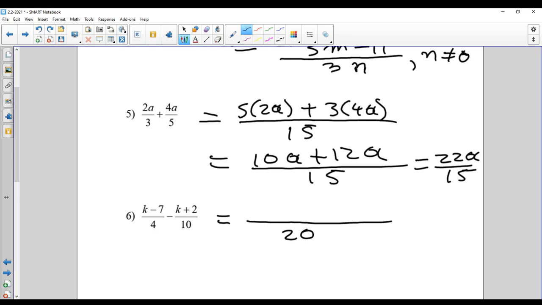Let's go through the process. What do I multiply 4 by that gives me 20? The answer, of course, is 5. So let's take 5 times the k minus 7, minus, put the minus in, because we have to be careful with that. What do I multiply 10 by that gives me 20? The answer is 2. So minus 2 times k plus 2.